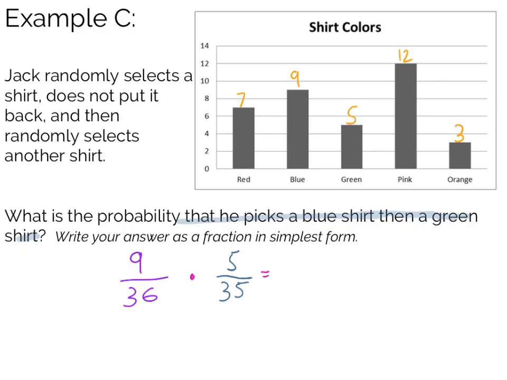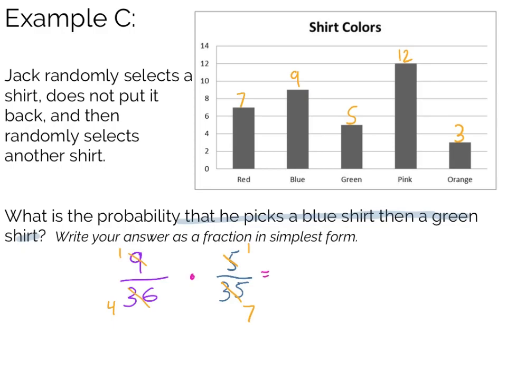Now, we could multiply 36 times 35 and reduce from there, but that sounds like it would be a little bit hard to do, or it would take a lot of time. So I'm going to cross simplify first before I multiply. So I'm going to see that 5 goes into 35 7 times. So 5 goes into 5 once. 5 goes into 35 7 times. I'm also going to reduce on the other side. 9 goes into 9 one time. 9 goes into 36 4 times.